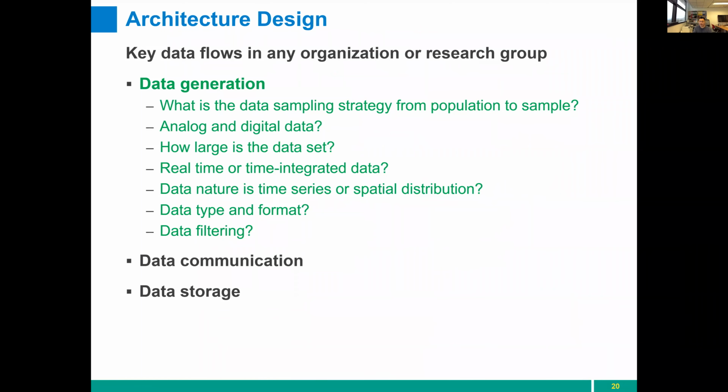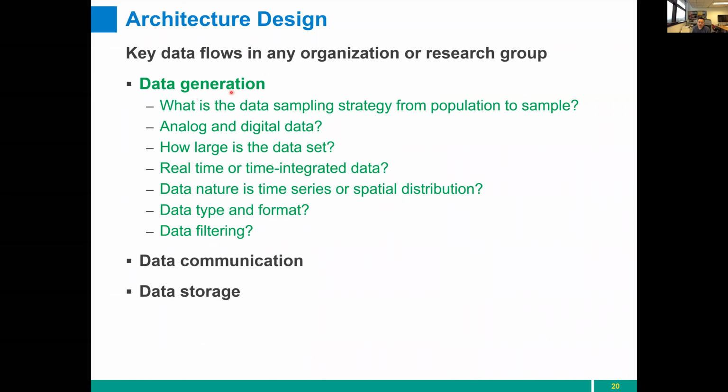Now, number one, architecture design. For architecture design, there's no formula for you to follow directly. But in any organization or research group, when we look at the data flow, there are three most important processes you have to take into consideration. Before these three and after them, there are many other things too, but I pick these three because I think they are important. We spend quite some effort thinking about these before we do our research. Now, data generation, that's number one.